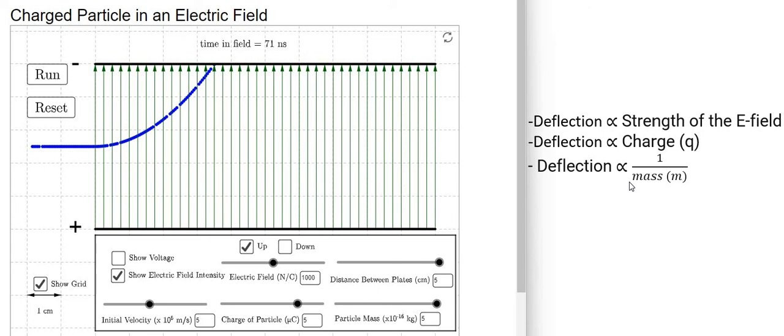So in this animation, we have verified the experiment of J.J. Thomson that the deflection of a charged particle in an electric field is directly proportional to the strength of the electric field, directly proportional to the magnitude of the charge, and inversely proportional to the mass of the charge. If we consider a term called charge to mass ratio, deflection is directly proportional to the charge to mass ratio. If the charge to mass ratio is less, the deflection will be less. If the charge to mass ratio is more, the deflection is more.